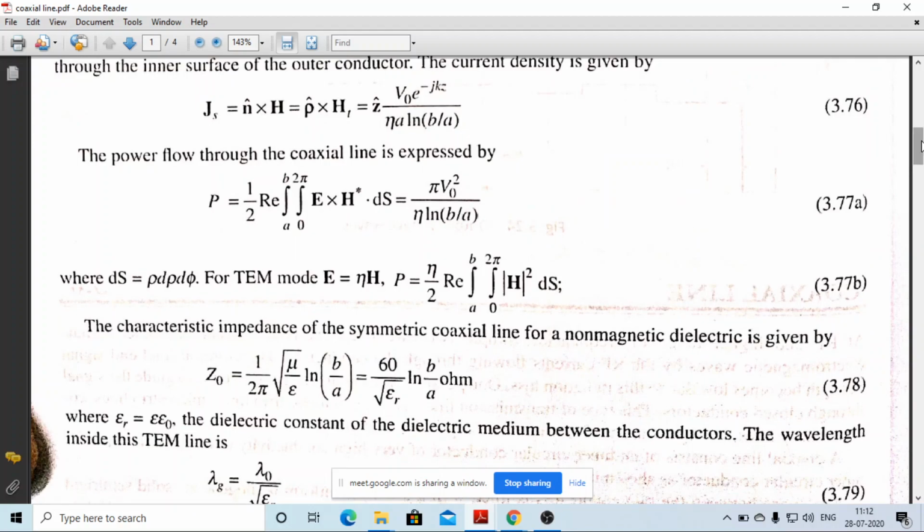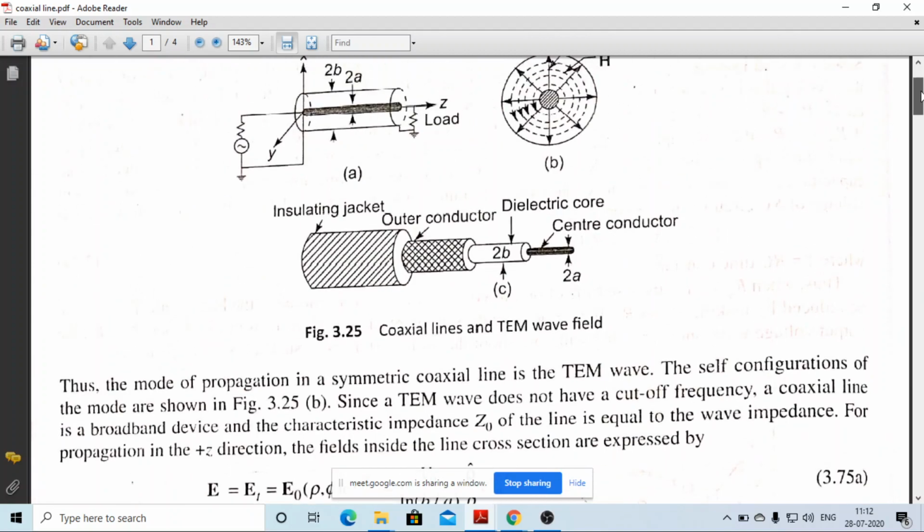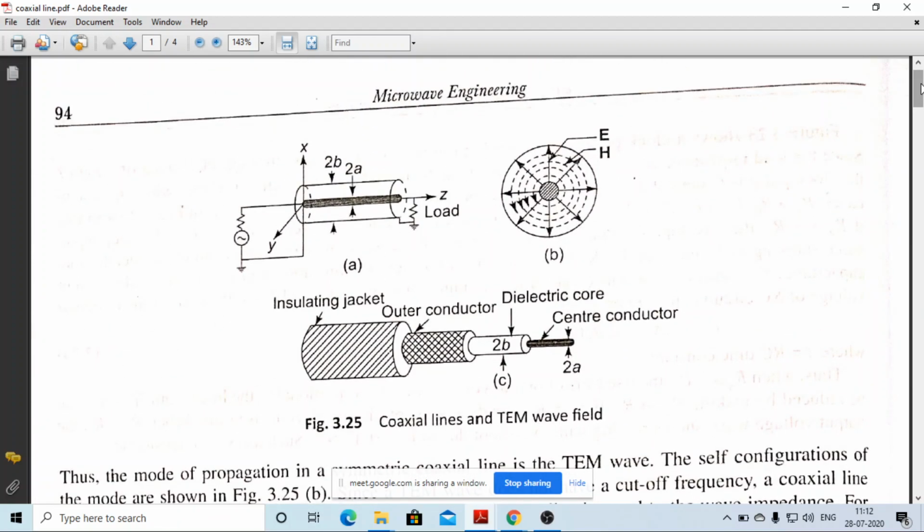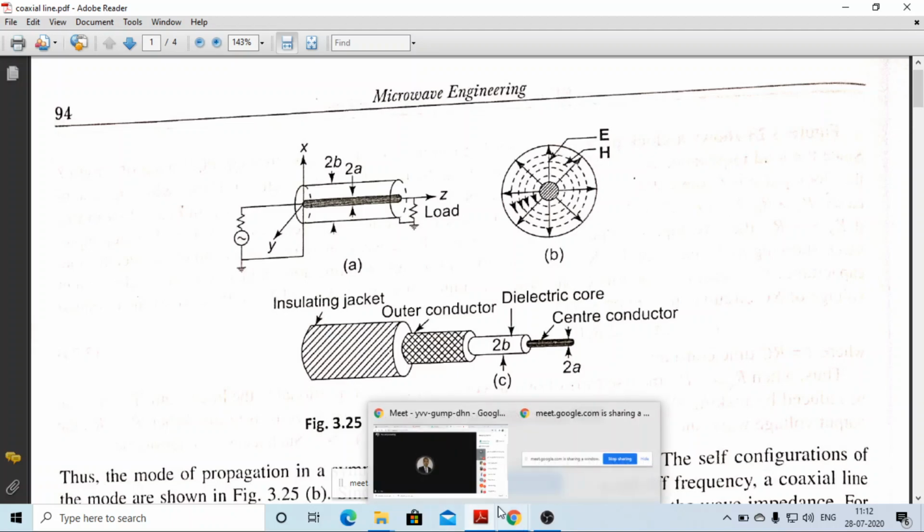So just the construction, and the advantage over the simple two-wire cable is that it improves, you can say, the conduction of your RF wave within the conductor. It means it reduces the radiation loss in a huge manner compared to your simple two-line conductor. So from my side, it is all about the coaxial line, coaxial cable. If you have doubt, you can ask.